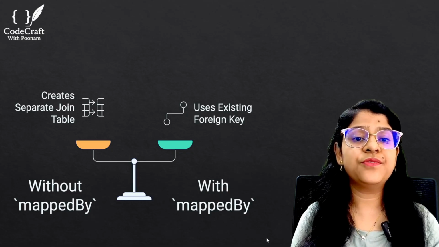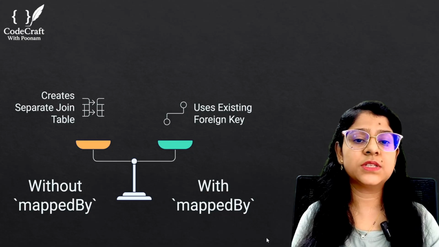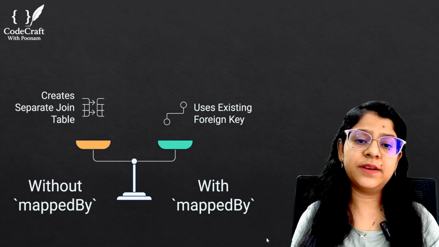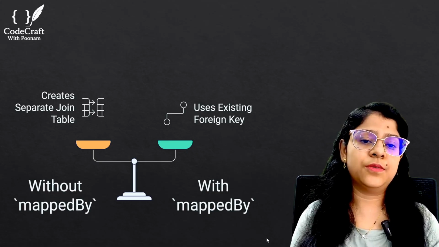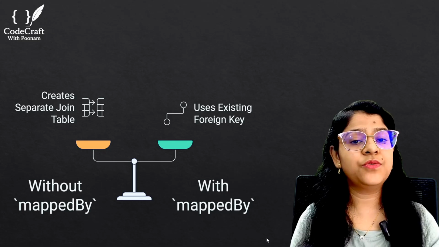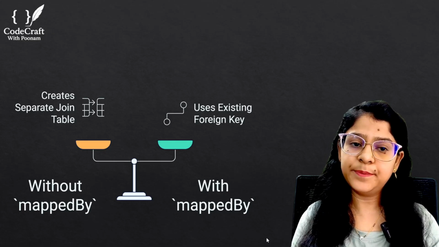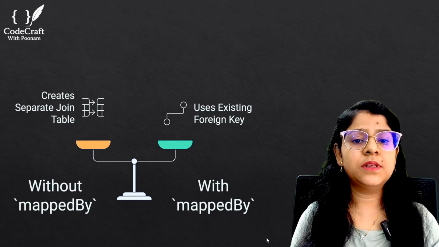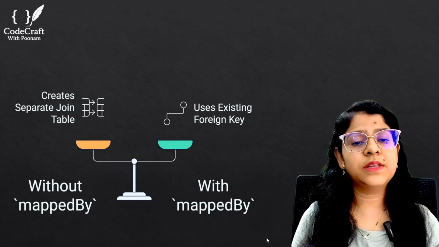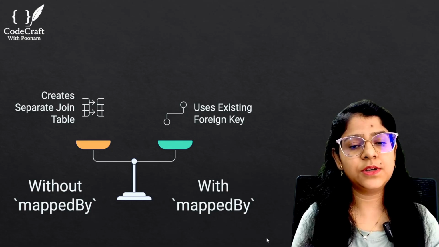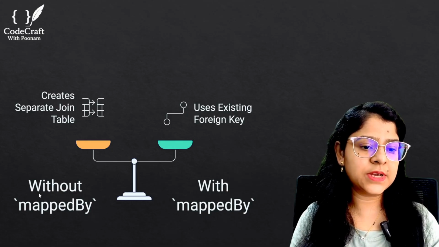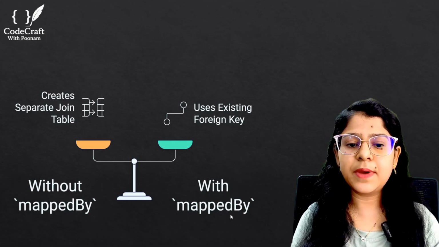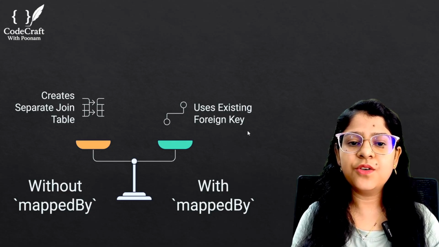So that is not what we want here, right? Right now we are not discussing @ManyToMany. Here we are discussing only @OneToMany and @ManyToOne. So coming to with mappedBy, we are giving our category. Here Hibernate uses this category ID column in the recipe table, and there will be no extra table created. Got it? So you can see that without mappedBy, it creates a separate join table, and with mappedBy, it uses the existing foreign key.